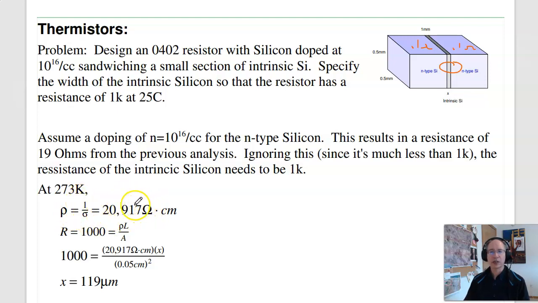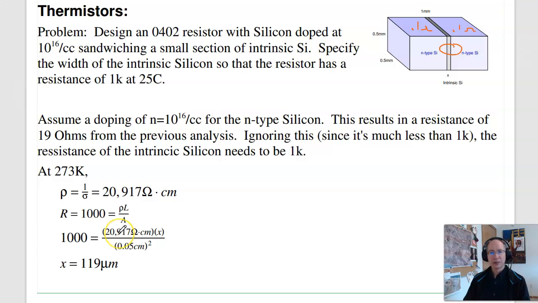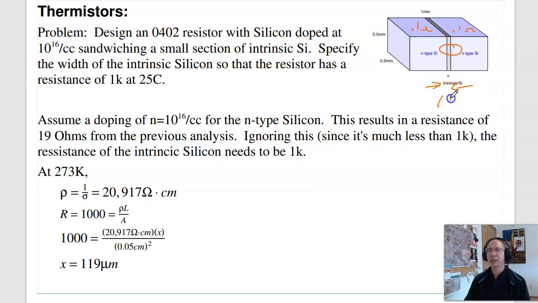That's what we had before, 20,917. Resistance is resistivity times length over area. I want that to be 1,000 ohms. I know resistivity, I know the area, find the length. Length is 119 microns. So if I take a piece of silicon and have this piece right here being 119 microns, I'll have a 1K thermistor. And that's really what the thermistor is that I used before. It's just a really thin piece of silicon. As temperature changes, I get more or less charge or thermal electrons. As the number of thermal electrons change, the resistance changes.